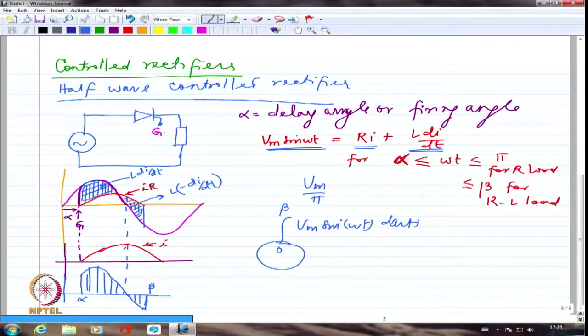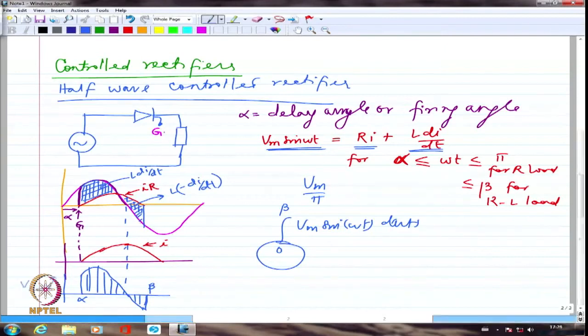You are not controlling the voltage. You are either giving a gate pulse or not giving a gate pulse. If you give a gate pulse, the device starts conducting. If you don't give a gate pulse, it will not conduct. That's it. So now that we have seen at least the half wave rectifier, let us now go to the full bridge controlled rectifier.